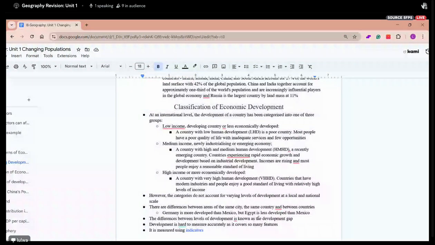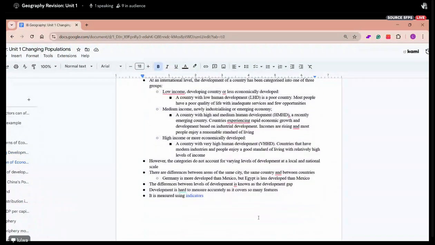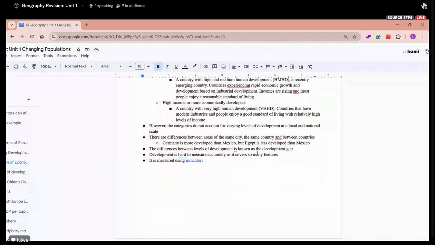However, the categories do not account for varying levels of development at a local and national scale. They tend to generalize this into more of an international scale. And with that, there are differences between areas of the same city, the same country, and even between countries. The difference between levels of development is known as the development gap. And development is hard to measure.